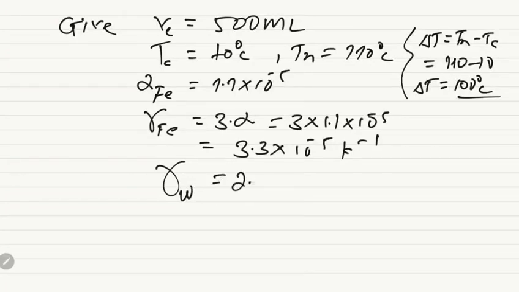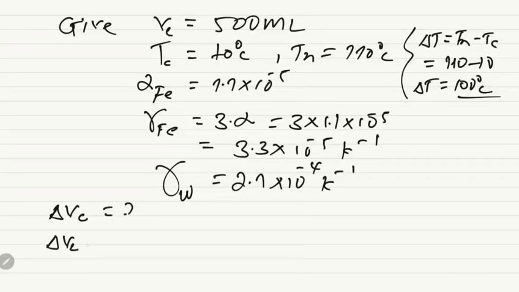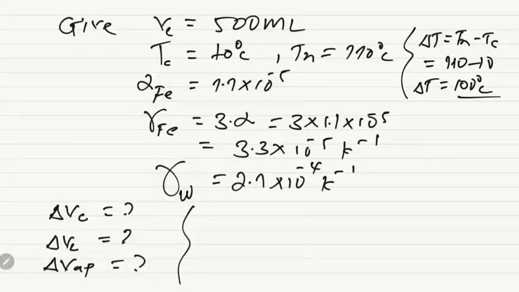So it is 2.1 times 10 to the power of minus 4 K to the power of minus 1. So three things are required. We are looking for the change in volume of the container, the change in volume of the liquid, and the change in volume apparent. To calculate the change in volume of the container, we have already done it in the previous video.